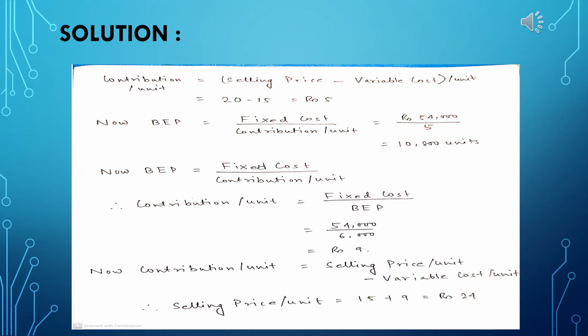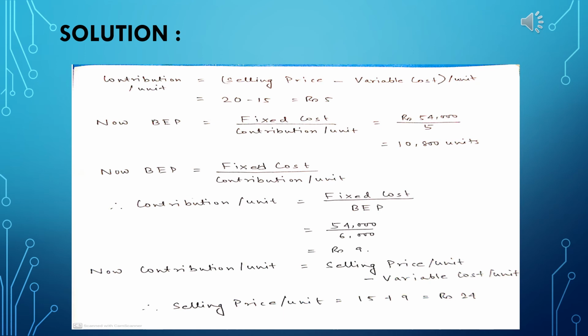Coming back to the solution part here, we know that contribution per unit is basically selling price per unit minus variable cost per unit. As we know both the selling price and the variable cost, we can easily find out the calculation of contribution per unit to be rupees 5 per unit.